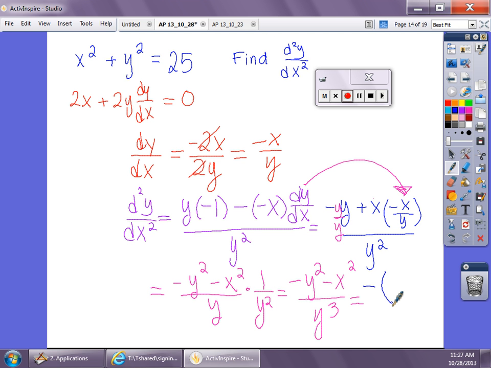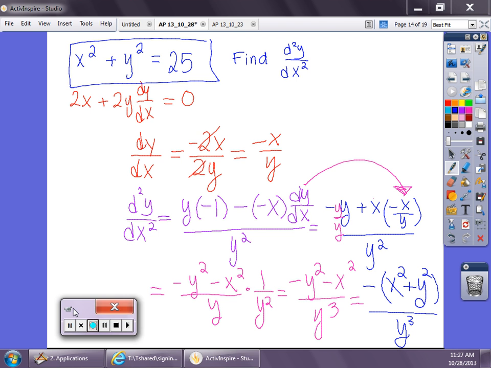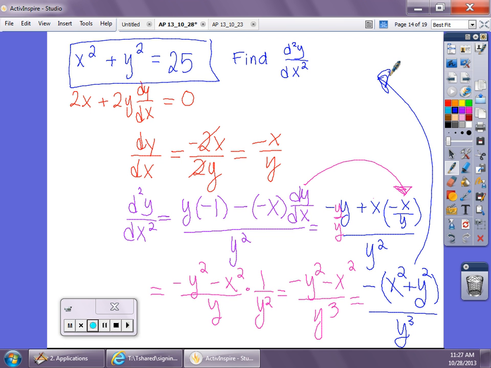I'm going to put them back in alphabetical order. So the x squared is going to come first. The y squared is going to come second. All over y cubed. That's still not the answer. Something should look familiar. Where have you seen x squared plus y squared somewhere on this page? How much is x squared plus y squared? 25.